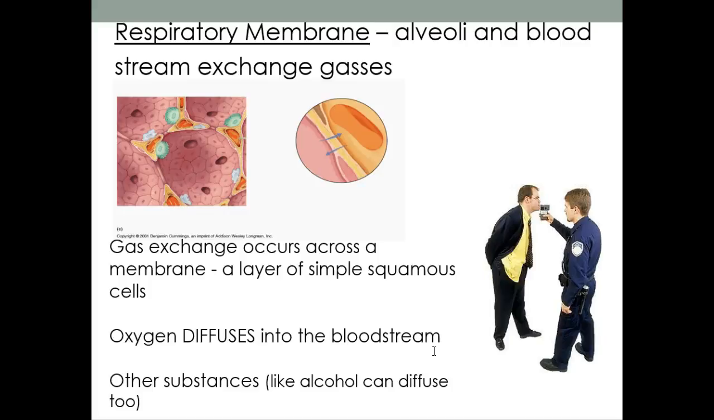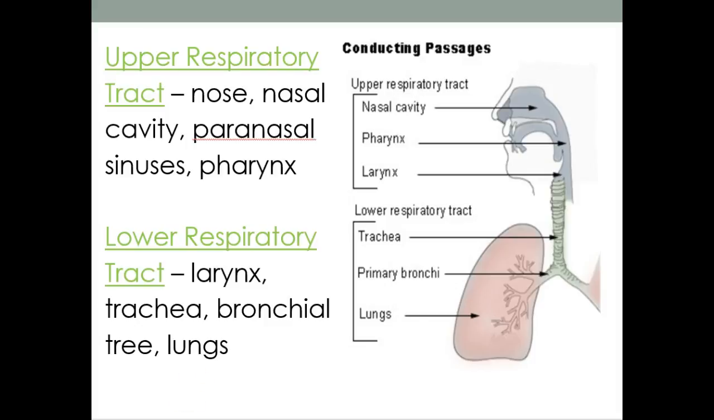When we talk about gas exchange or respiratory tracts, we're going to break our respiratory tract into two areas: an upper respiratory tract and a lower respiratory tract. The upper respiratory tract is the nose, the nasal cavity, the paranasal sinuses, those little folds in your nose, and then finally your pharynx. And then we have a lower respiratory tract. That's going to be the larynx itself, the trachea, the bronchi, eventually the bronchial tree, which is basically the primary, secondary, tertiary break-offs of the bronchi, and then finally the lungs.